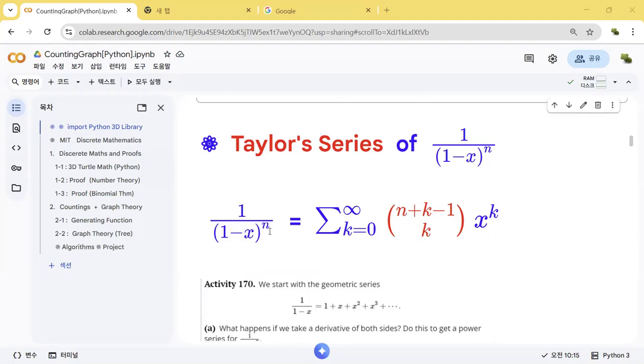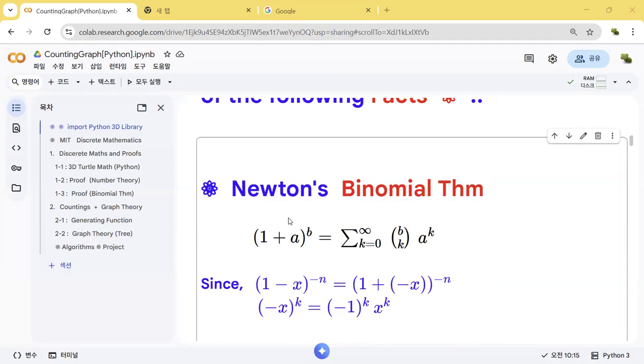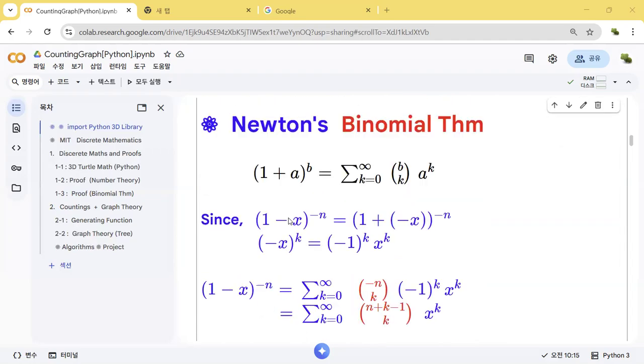So let's review this fact. Newton's binomial theorem, this is a review, says that for any number b and any a, then (1 plus a) to the bth power is the sum of this binomial coefficient times a to the k, where k is running from 0 to infinity. This is the generalized Newton's binomial theorem.